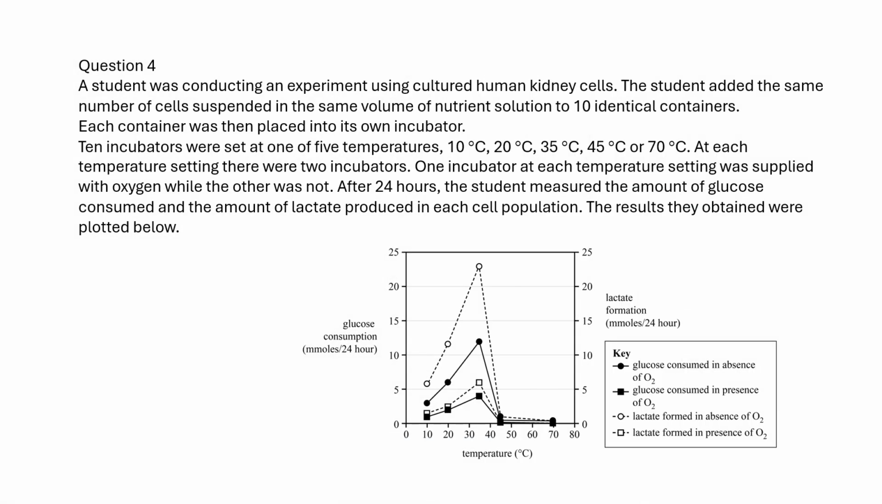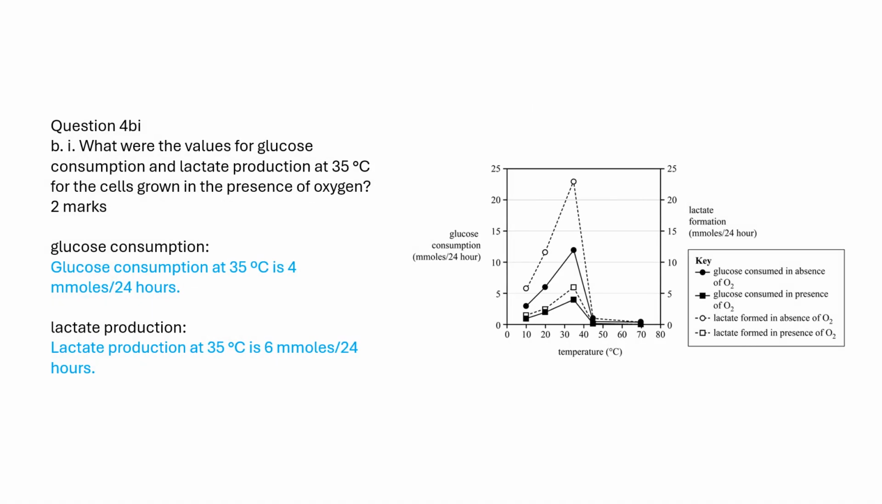Human kidney cells are cultured at 5 temperatures. At each temperature, there are 2 incubators, oxygen and no oxygen. Glucose consumption is measured. In the presence of oxygen, glucose consumption at 35 degrees Celsius is 4 millimoles/24 hours. Lactate production at 35 degrees Celsius is 6 millimoles/24 hours.